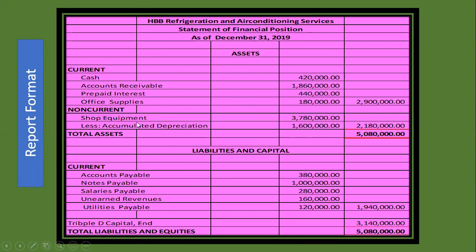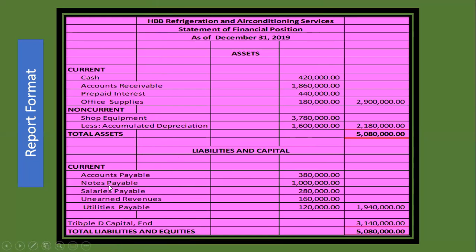Then get also the figure for your shop equipment from the worksheet. It's 3,780,000 less accumulated depreciation 1,600,000. Our shop equipment should be presented at net book value. So add your total assets, 5,080,000. Then we proceed to your liabilities and capital. Since you only have current liabilities, I just enumerated them here.